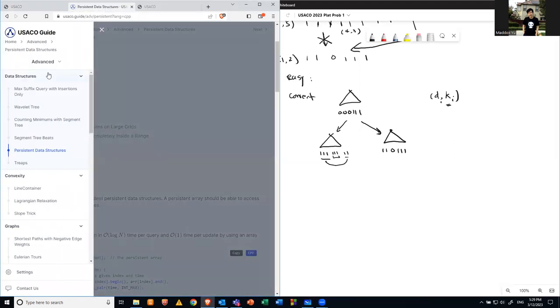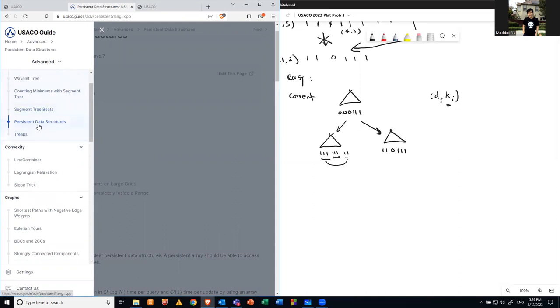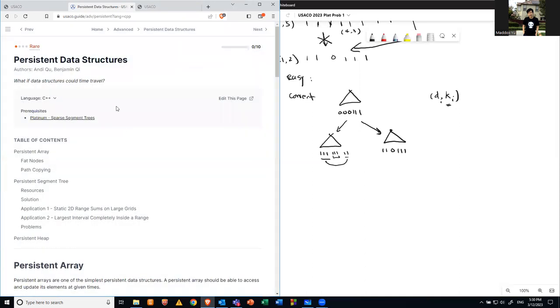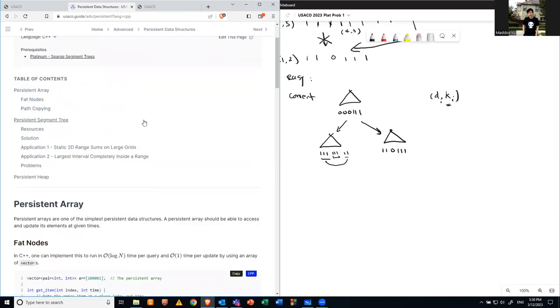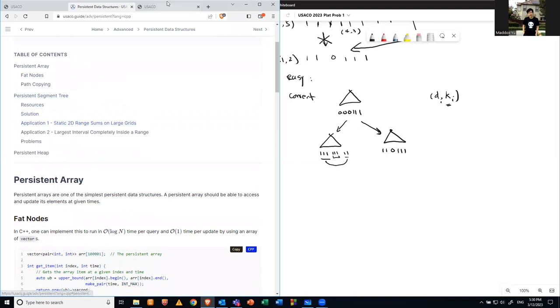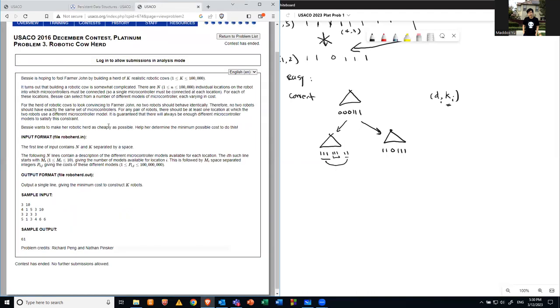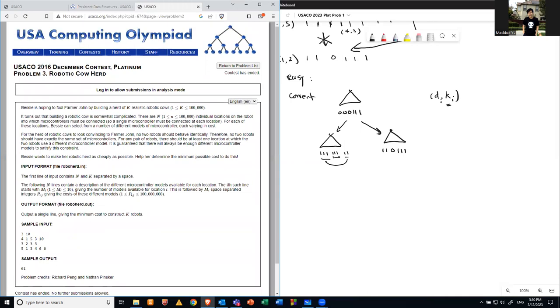So if we go back to our USACO guide, Benjamin Chi's USACO guide, go to the advanced level. Unfortunately, this is not just a platinum level. It's advanced level, if you go to persistent data structure. Okay? So this explains what is a persistent segment tree. Remember, we actually used the persistent segment tree in the 2016 December contest, when we built a robot, right?